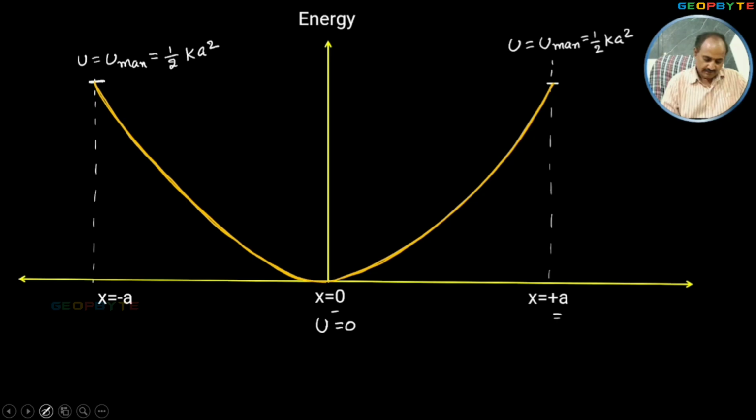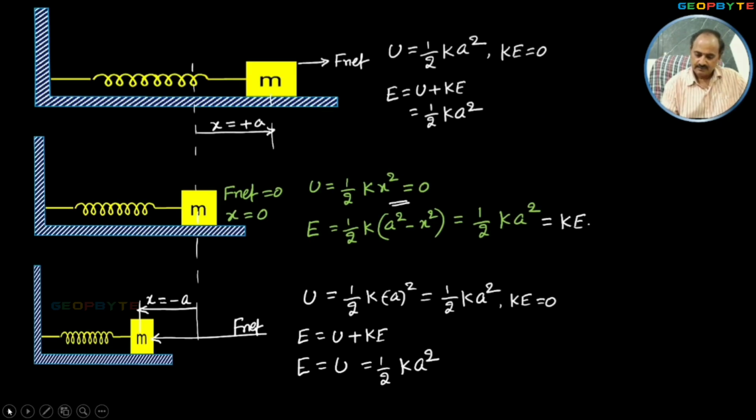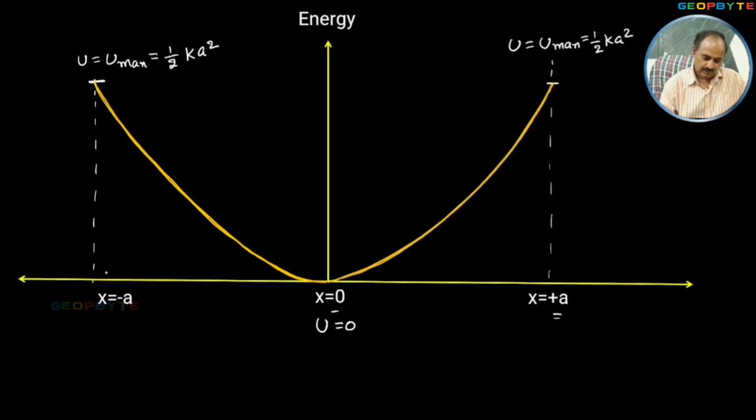Whereas, look at the kinetic energy. At x equal to minus a, kinetic energy equal to 0. Similarly, at x equal to plus a, kinetic energy is 0. That kinetic energy is maximum at its mean position. Here kinetic energy equal to 0 at x equal to minus a. Here also kinetic energy equal to 0.